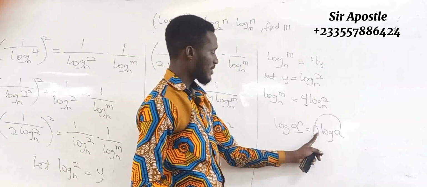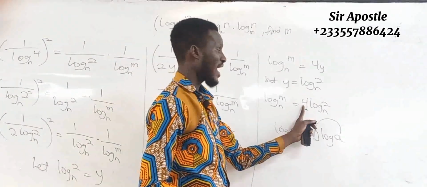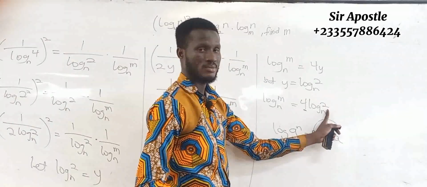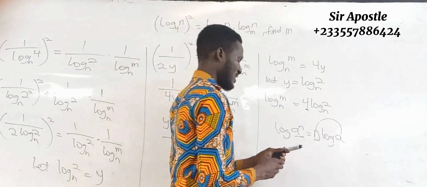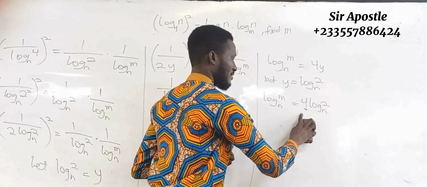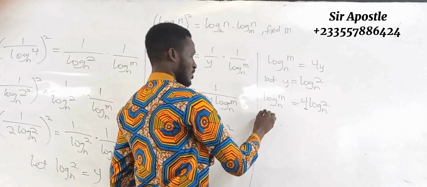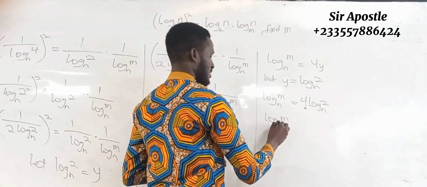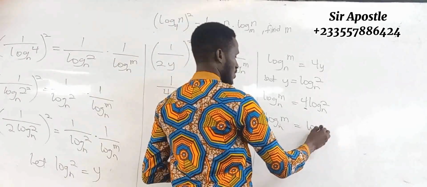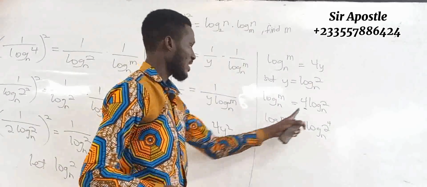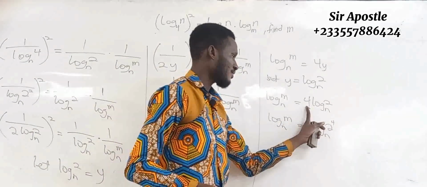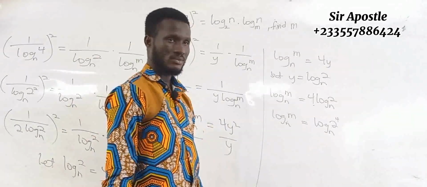Now this one looks like this one. So which means that we can bring the n, which is the 4, as an exponent of the 2. Yes, very simple, for it to look like this. So bring the 4 as an exponent of the 2. So I'm going to get log m base n is equal to log of 2 exponent 4, all base what? n. So we have brought this one as an exponent of the 2.